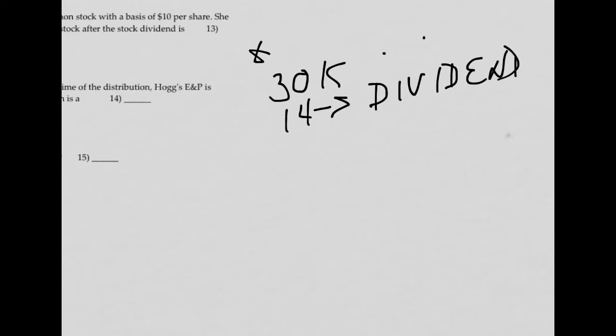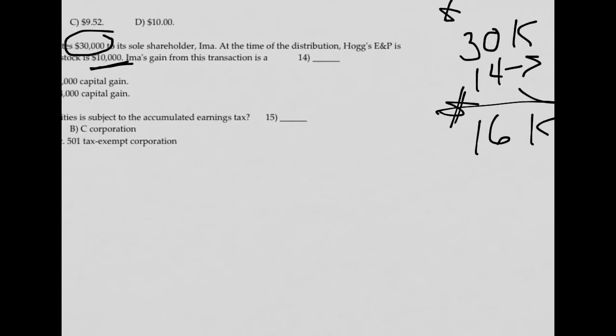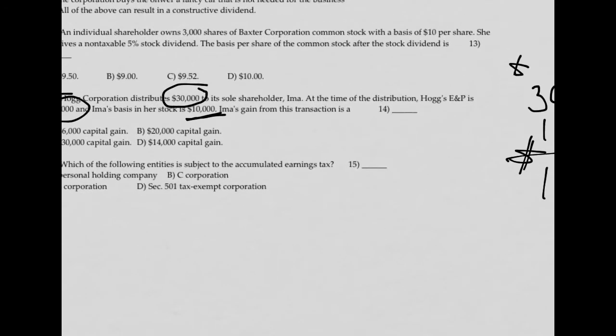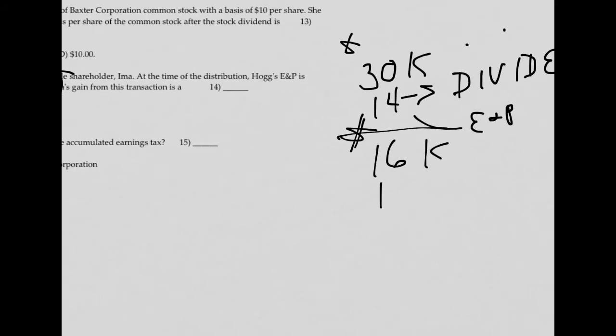If there is E&P, first distributions are considered a dividend from earnings and profit. Now there's no earnings and profits left, so the difference left is 16. That's considered just a plain old distribution. Now we have to look to what's the basis in the hands of the stockholder. That's 10,000 is the basis.